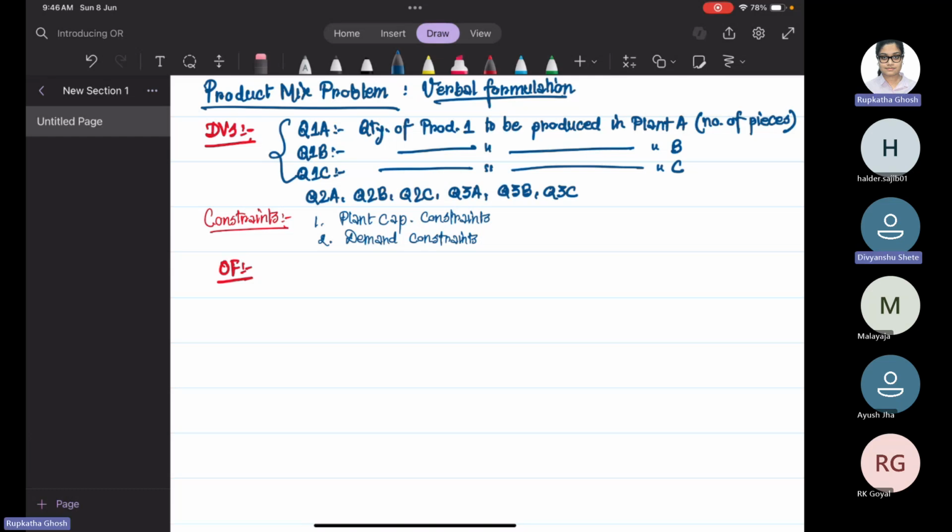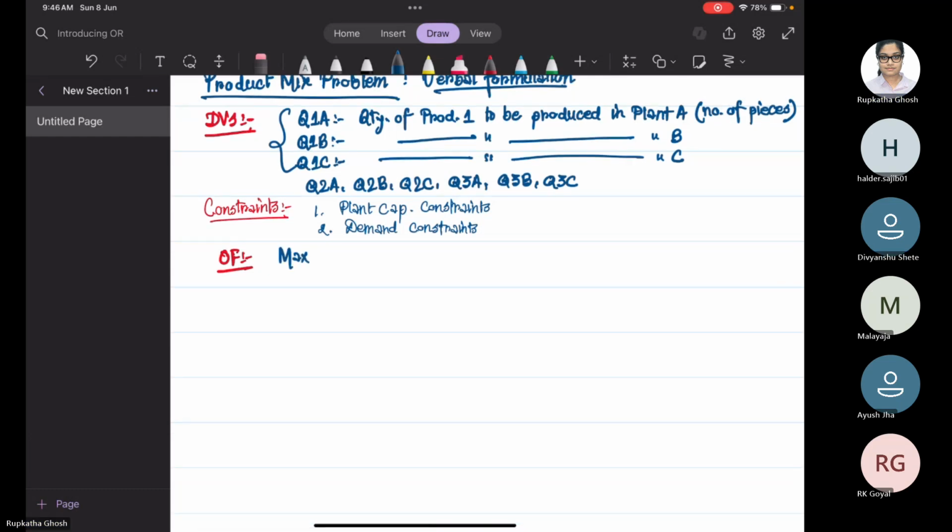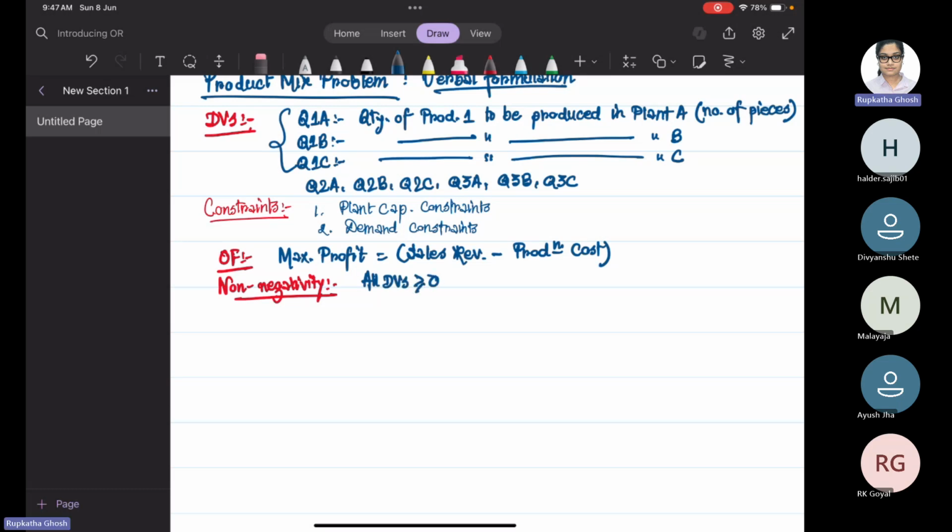So you're basically maximizing profit, which is nothing but the sales revenue minus production cost. Okay, got it? Yes, ma'am. No doubt, right? And the final is your non-negativity. So in your non-negativity, all the decision variables would be greater than or equal to 0. So this is your verbal formulation.